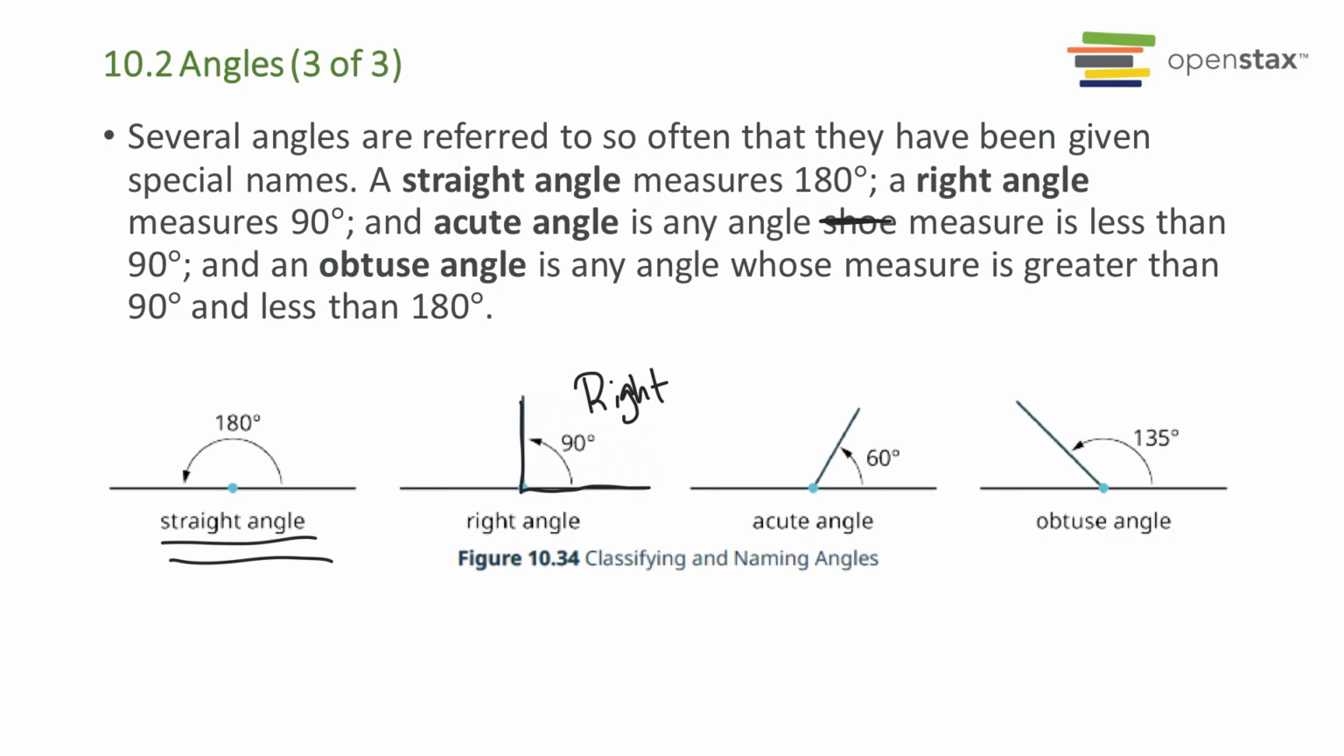Sorry, there's a typo here. This should be the word 'who'. Let's measure. But acute angles are less than 90 degrees. So for example, a 60 degree angle is an acute angle. It's less than 90 degrees. And then an obtuse angle is an angle whose measure is greater than 90 degrees. So 135 degrees is greater than 90 degrees, so it is obtuse.